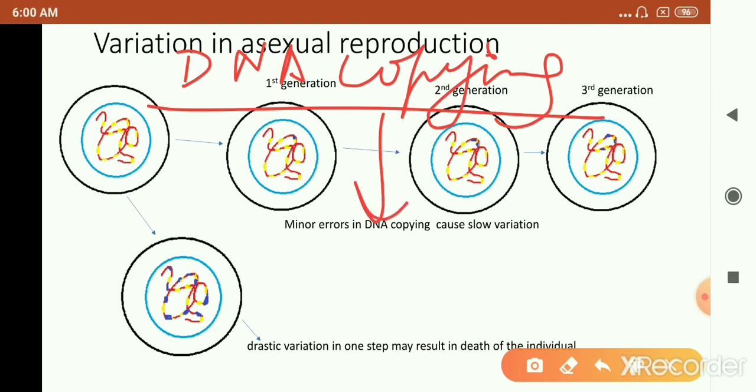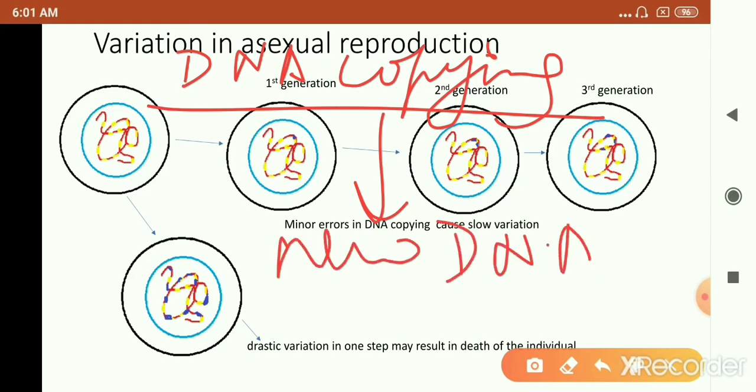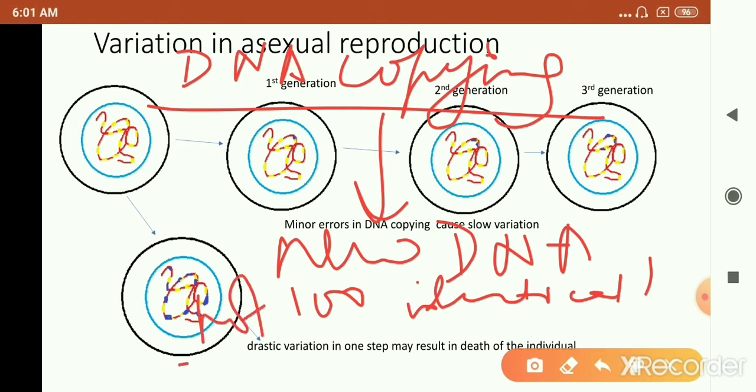Now, at that time, it was also discussed that when the parental DNA is copied, the new DNA copy that is made is not 100% identical. Why is it not 100% identical? Because the biochemical reactions that are involved in this process do not go 100% accurately.